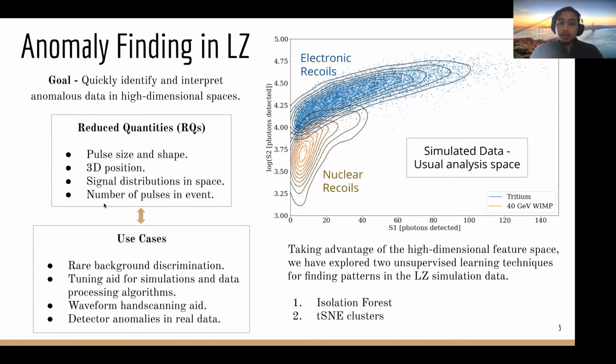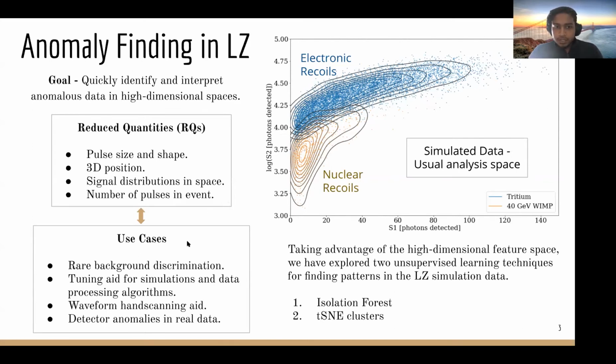You can talk about the number of pulses in an event, and one might assume that an event that has a lot of pulses is more complicated than others, so we should look at it closer and see where all of these pulses are coming from. So these are just a few examples of the features that you can use and put into your algorithm.